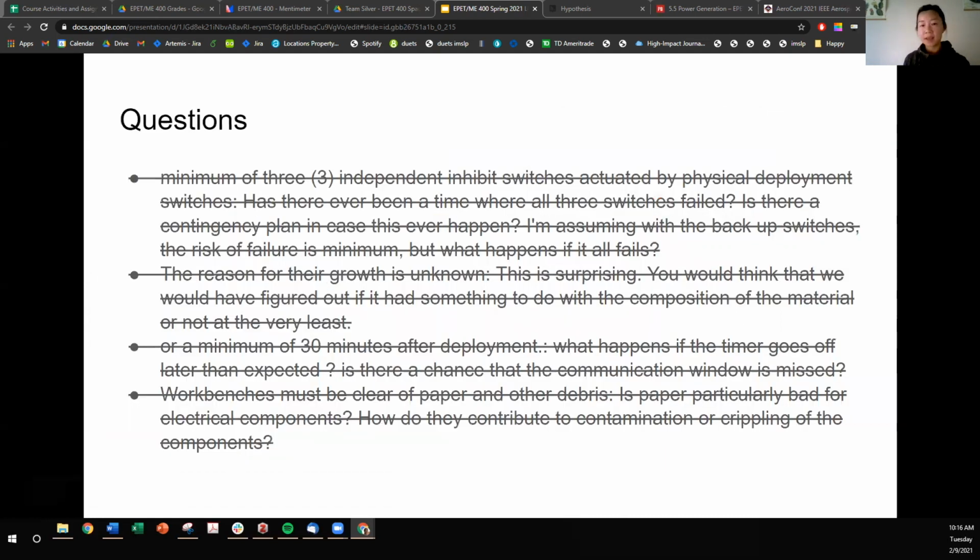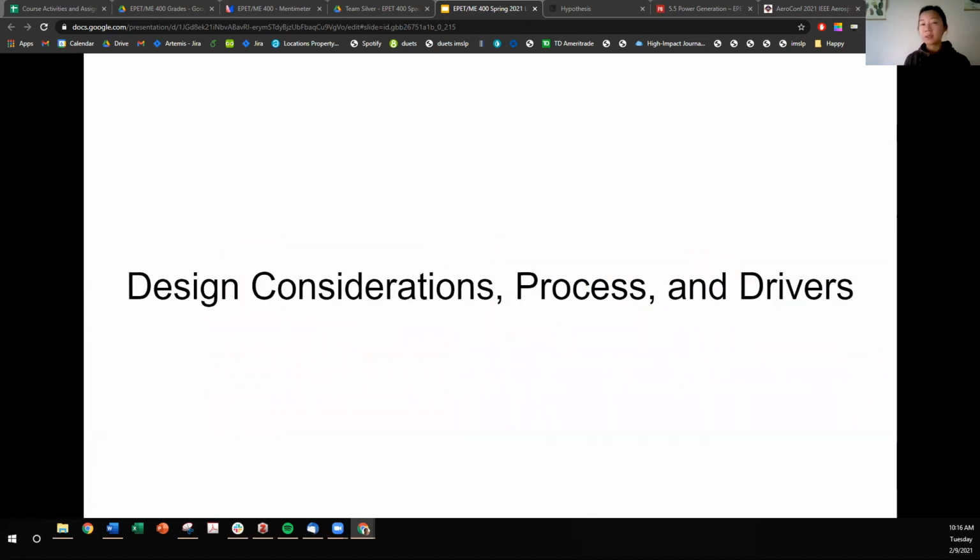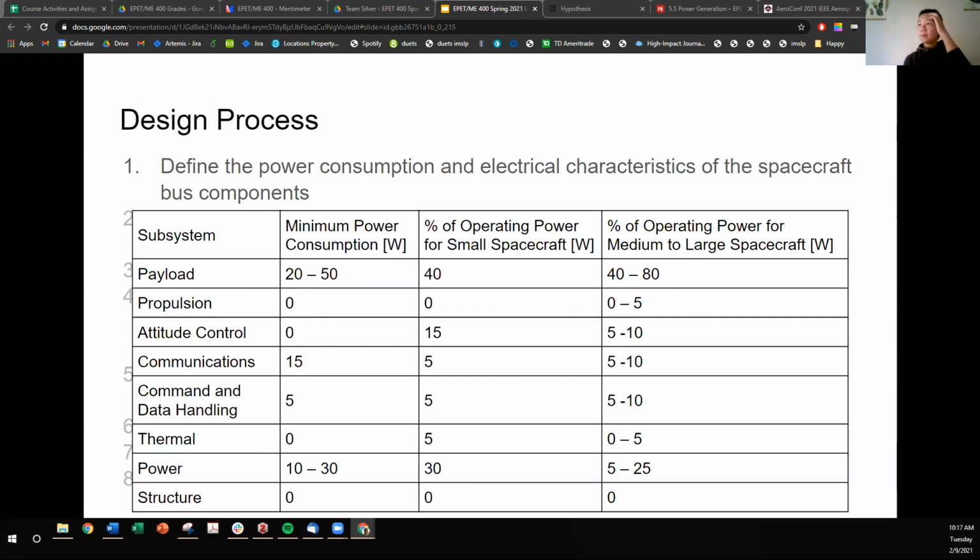So yeah, I think I addressed all of these questions. So let's zip through design considerations, process, and drivers. There is a design process, and I'll just walk through each step.